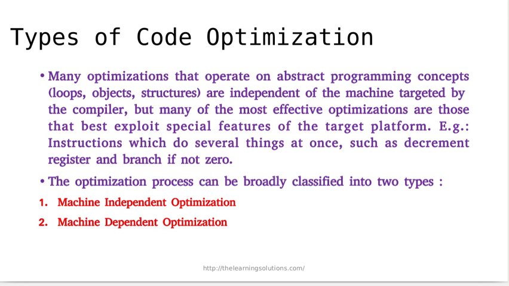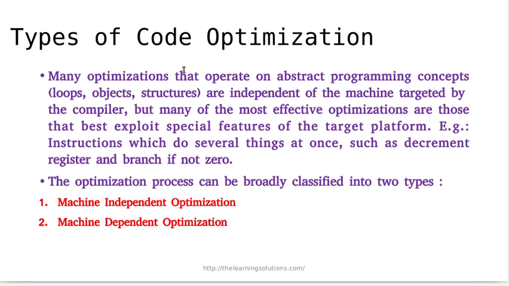Now we will look at the types of code optimization. These code optimizers basically target abstract programming concepts such as loops, objects, and structures, whatever programming structures we have used in the code.